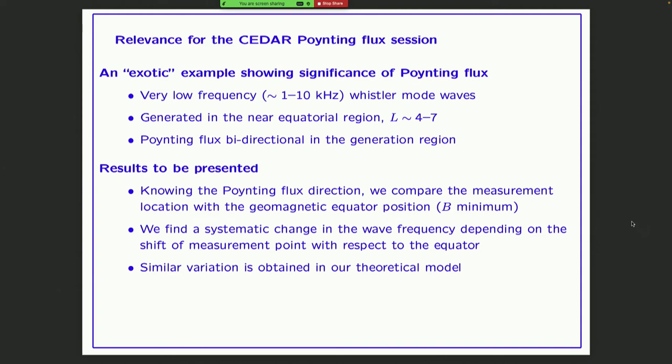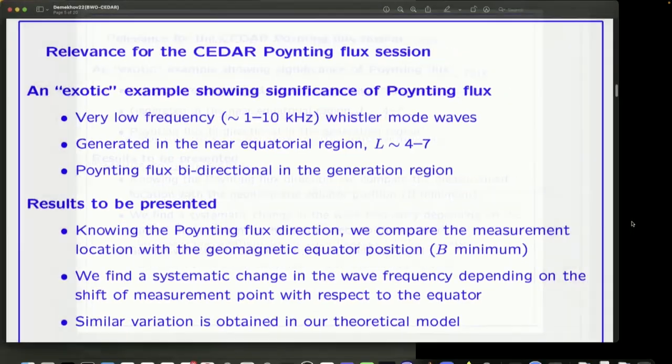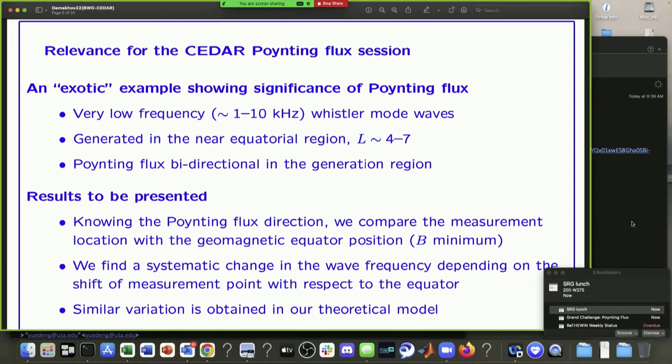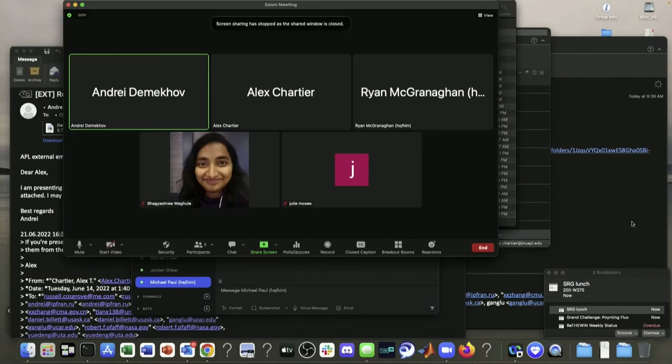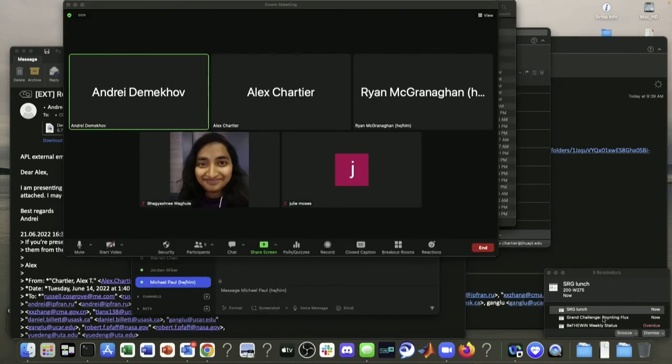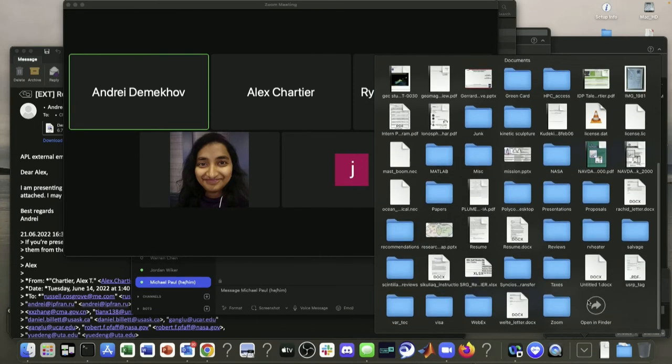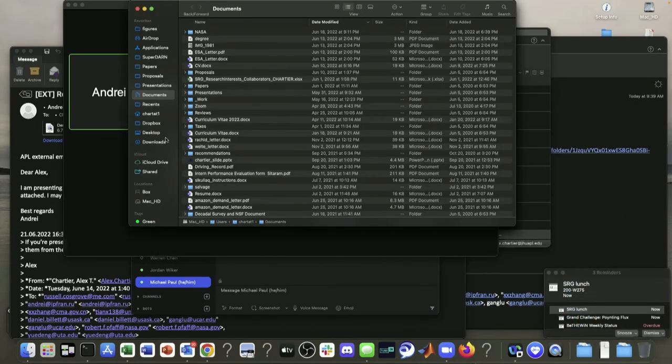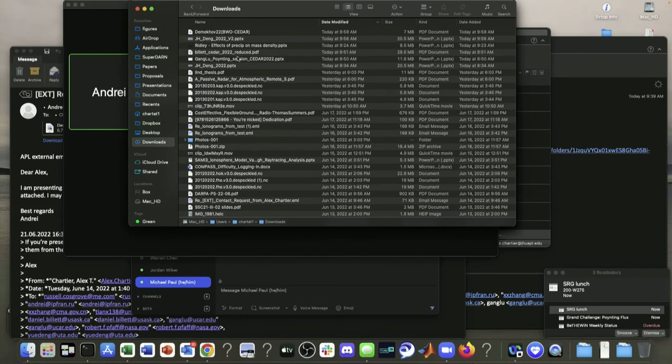Yeah, I understand your question. And I would say, first of all, no, because these measurements, all of them are made within a narrow region near the equatorial B minimum point. So statistically, there would be no asymmetry in this region.